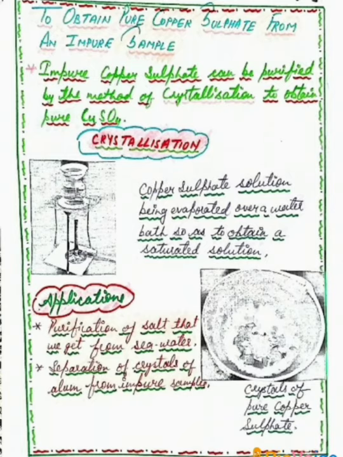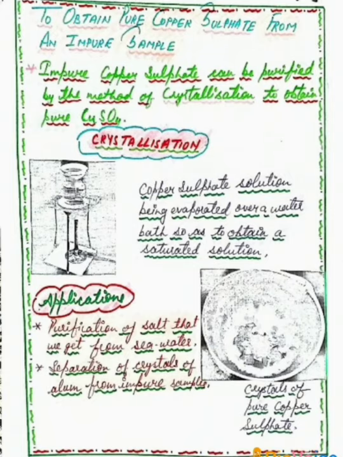So, the process of crystallization is used to purify a large number of water-soluble solids. For example, the common salt obtained from seawater is an impure substance, having many impurities in it. So, common salt is purified by the process of crystallization. An impure sample of alum is also purified by crystallization.